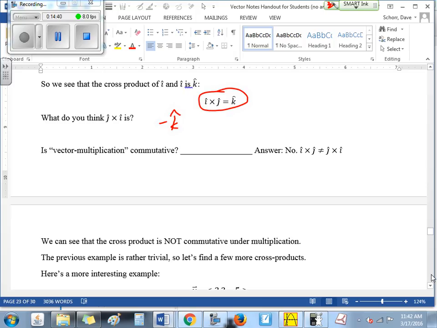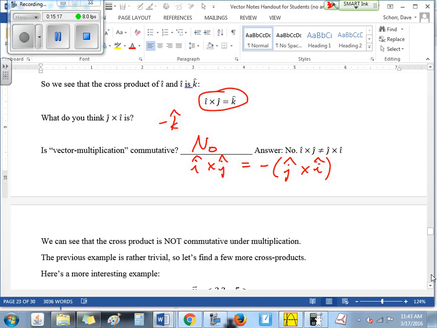It's actually negative K. We won't prove it, but I could redo this exact problem I just did with rows 2 and 3 swapped, and you would see that it actually comes out negative K. In other words, vector multiplication, exterior multiplication, cross multiplication is not commutative. AB is not BA, you know? So we would say, actually the correct thing to say here is no, I cross J is actually the opposite of J cross I.